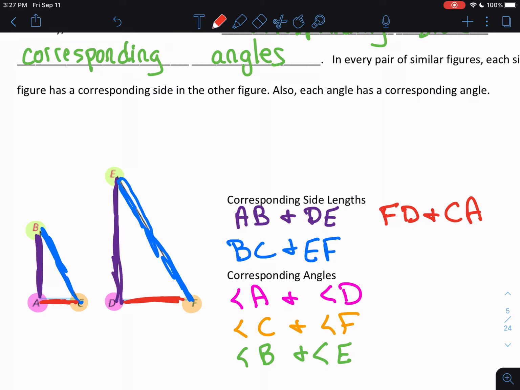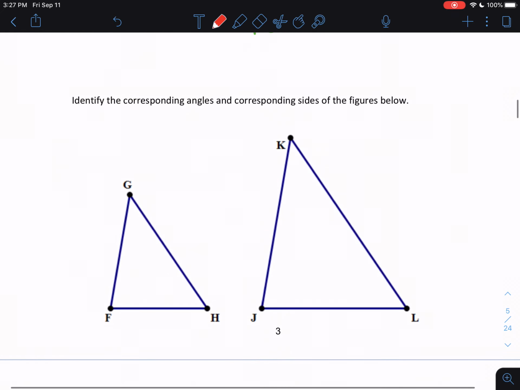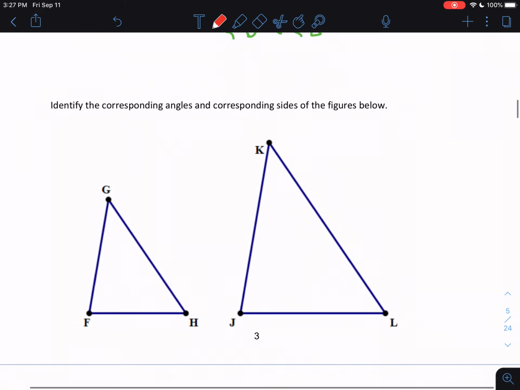All right, so now you're going to try identifying your own down here. So I want you to pause the video and identify your corresponding angles and corresponding side lengths. Feel free to use as many colors as you need to. Okay, so now we're back, and I'm just going to write down the corresponding side lengths and then the corresponding angles. And remember, if both of your letters are in the opposite order, then you're totally correct still.